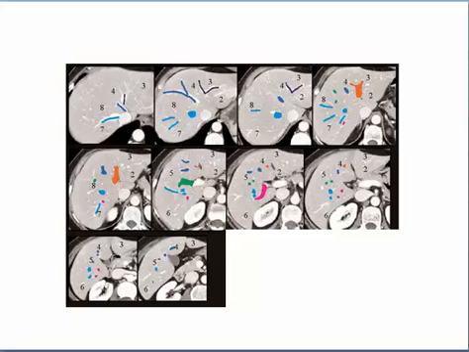For example, if you are cutting within portal radicals, that means you are down, you are near to the hilum, and this will be 5 and 6. But if you are cutting within hepatic veins, that means you are going to the inferior vena cava, that means you are high up, and this will be 7 and 8.